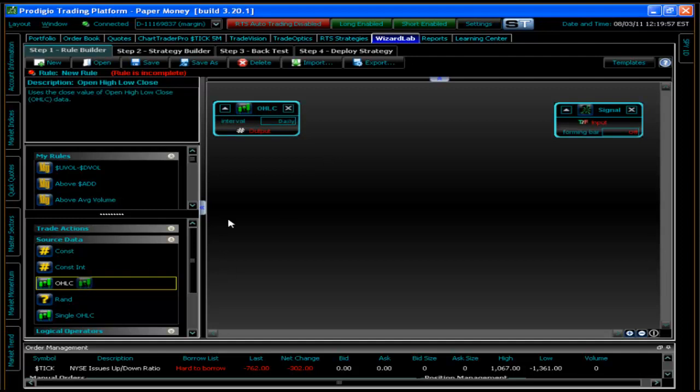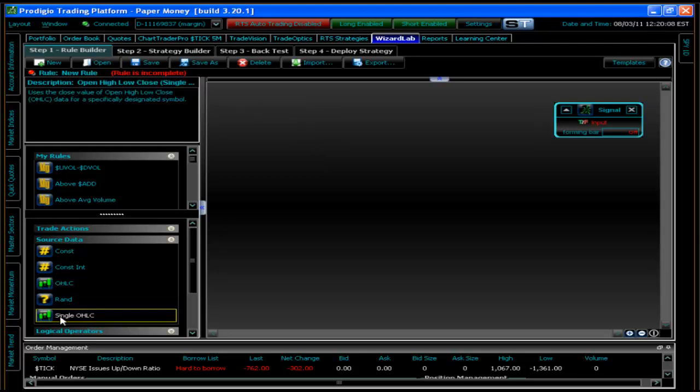Okay, so I'm looking for $tick rising above 1,000. So actually, I'm going to not use this OHLC. I'm going to use this single OHLC. And the difference is that single OHLC allows you to specify an interval, but also a symbol. And this symbol is very important because we are focusing on exactly one symbol, and that's the dollar tick.